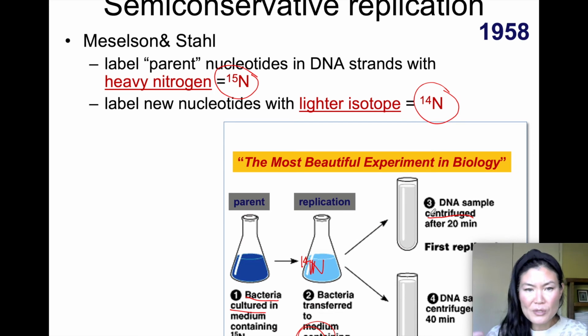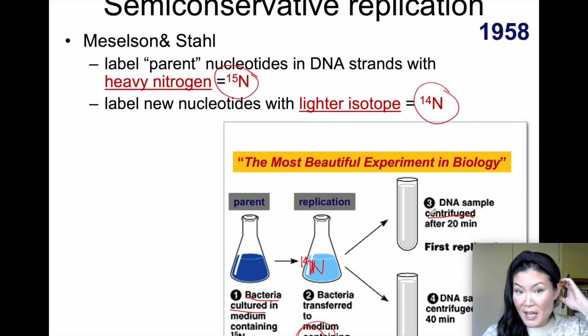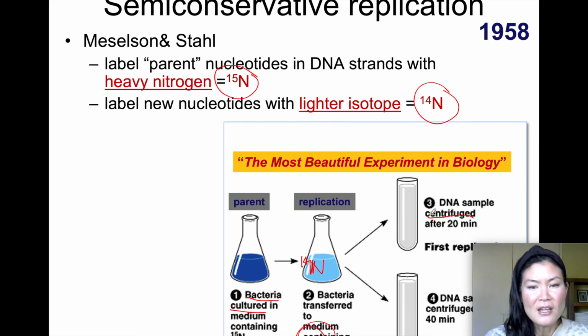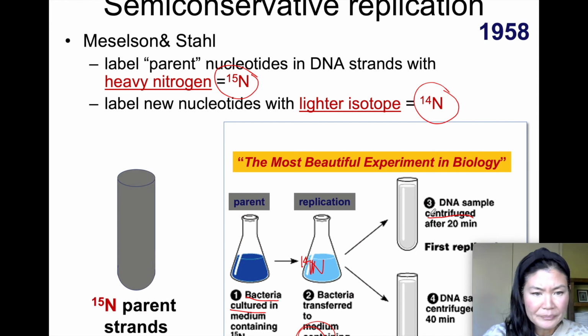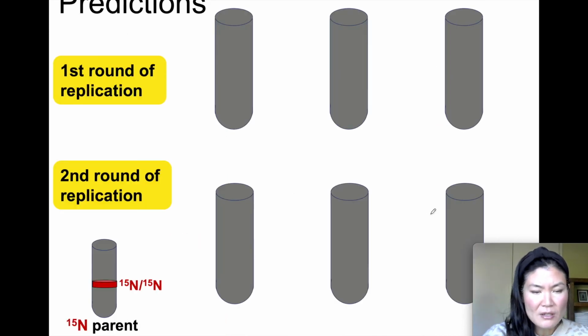It pulls everything to the end, and the heavier it is, the further it gets pulled to the ends, to the edges, I should say. So nitrogen 15 is heavier, and it will be pulled to the bottom, or to the edges. Okay, so in their experiment, actually, let me just.